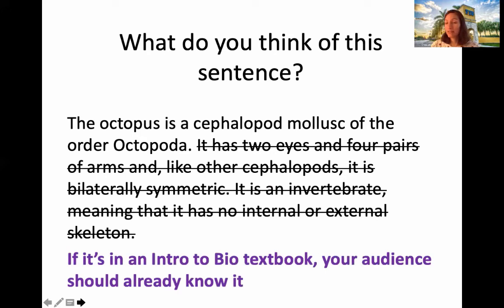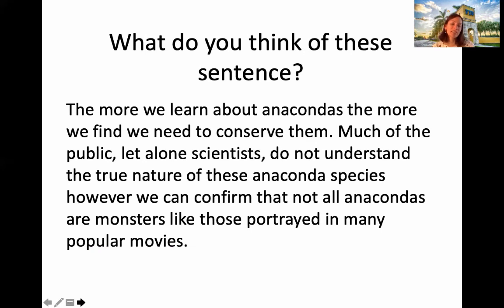If it's something that you find in your intro bio textbook, that means that you should not have that in your paper, because your paper needs to go to a higher level. All that information from intro bio, everyone in this audience should know it, and you're going to take them deeper. So let's look at this sentence.